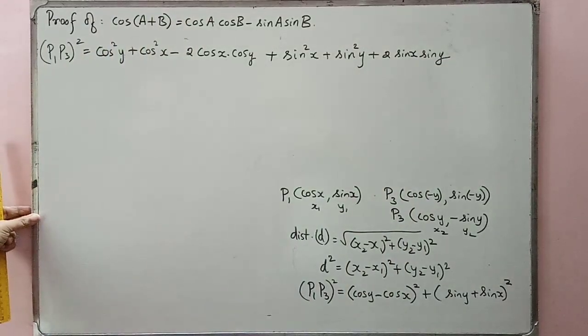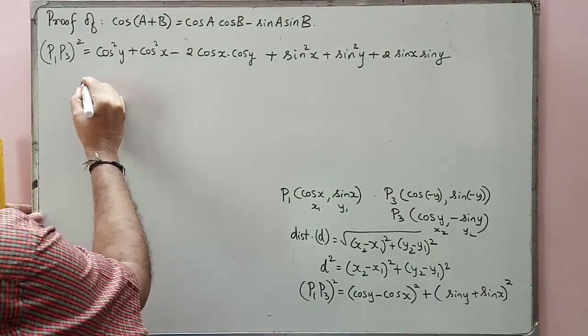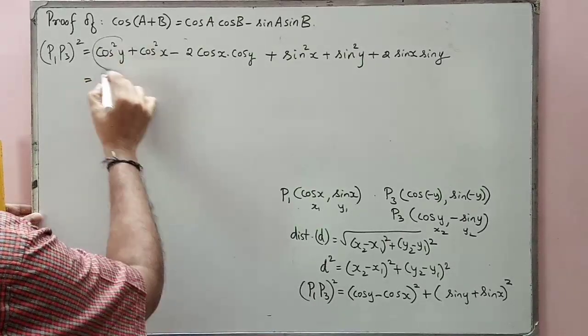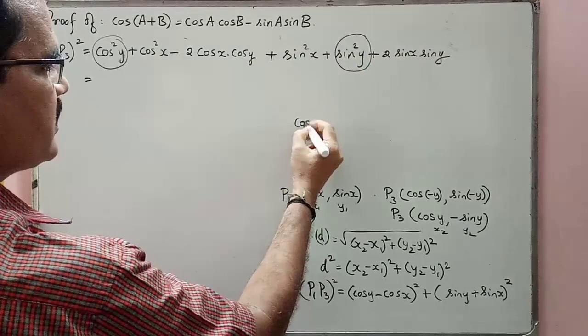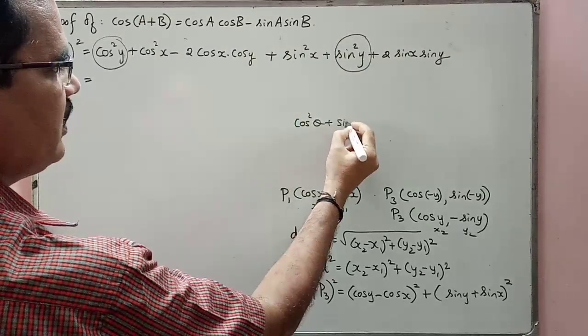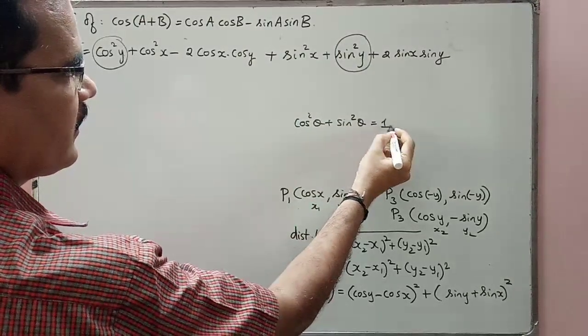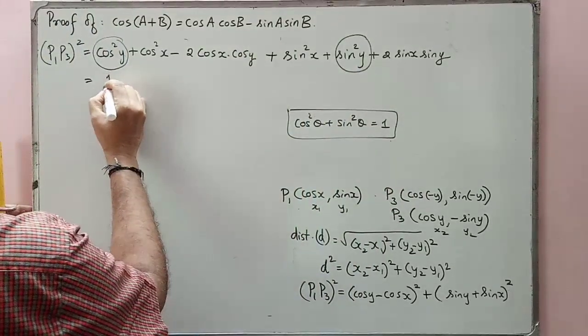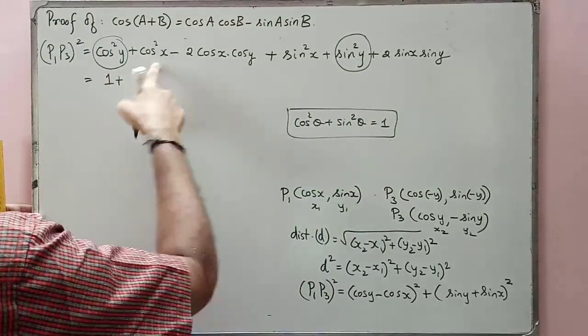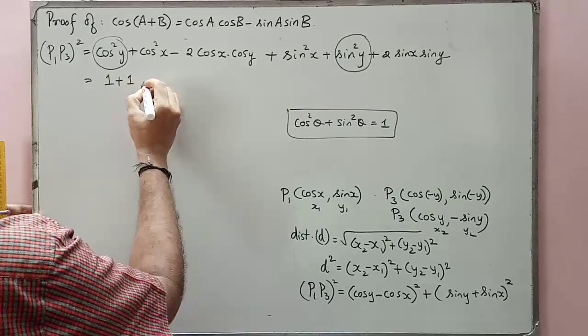Okay children, now cos square y plus sin square y. We know cos square theta plus sin square theta is equal to 1. Correct? Applying this, cos square y plus sin square y becomes 1. Same is the case with cos square x and sin square x, which is 1.